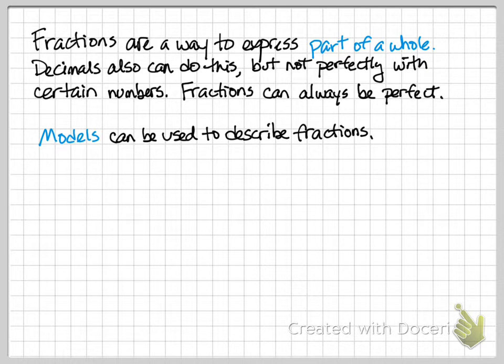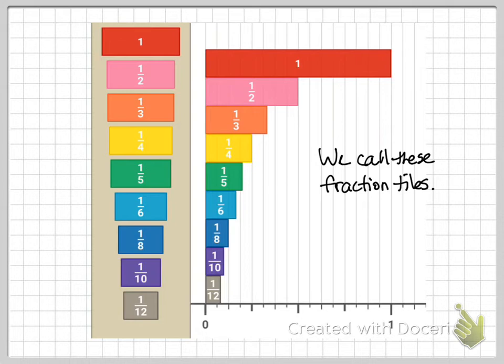Fractions are a way to express part of a whole. Decimals also can do this, but not perfectly with certain numbers. Fractions can always be perfect. Models can be used to describe fractions. Here I have shown you fraction tiles, and in this illustration you've got 1 whole, 1/2, a third, a fourth, a fifth, a sixth, 1/8, 1/10, and 1/12. There are other models that can be created. This just happens to be the one that I've used to show you how the fractions can be modeled.